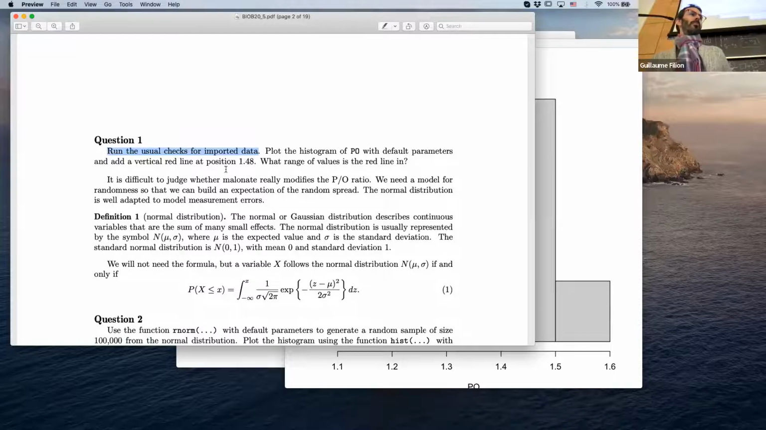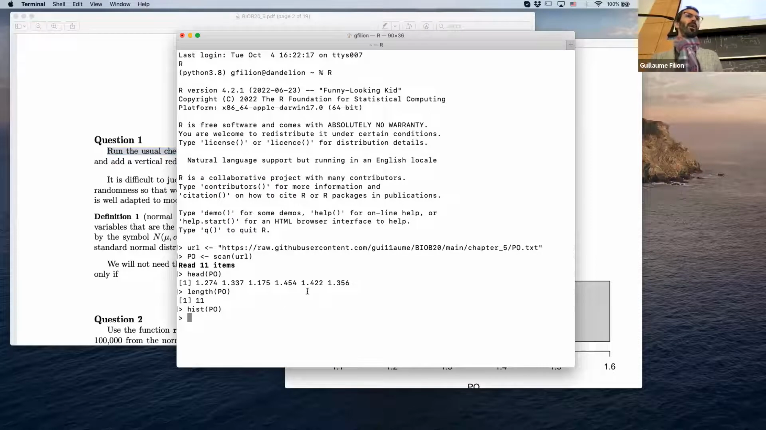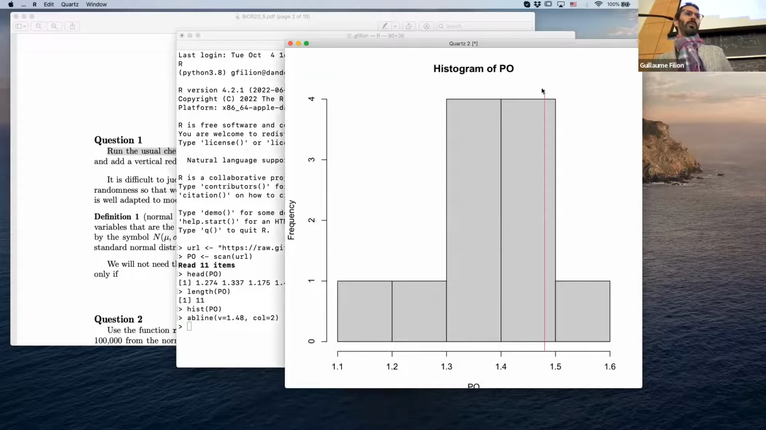And then add a vertical line at position 1.48. What's the function to add a vertical line again? abline, very good. abline, Ashley said it in the chat as well. h is for horizontal, v is for vertical. So we say v equals 1.48. And let's put some color in it so that it's a bit less sad, but also so that we can see it more distinctly from the rest of the histogram. There it is. That's the red line here.